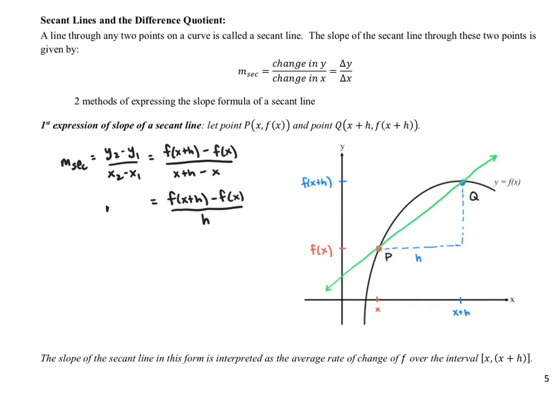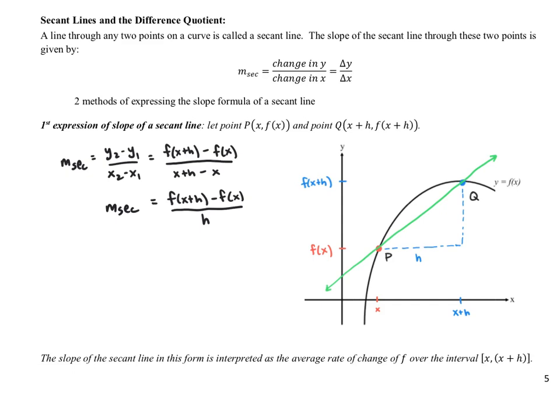So this is the slope of the secant line of any function between any 2 points. So if you know where you're starting the values at, so whatever x is, and you know how far away the next point is horizontally along the x-axis, then you can figure out your difference quotient. And this again is the slope of a secant line. This is considered the average rate of change.